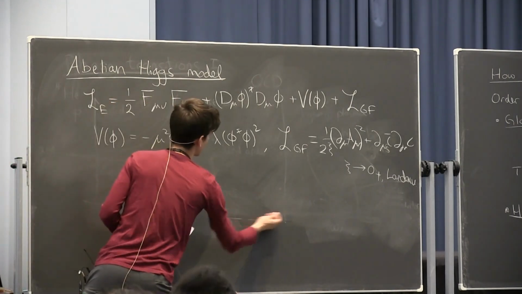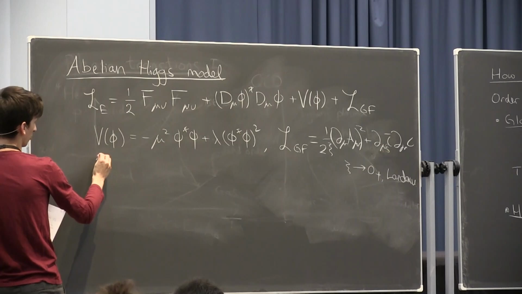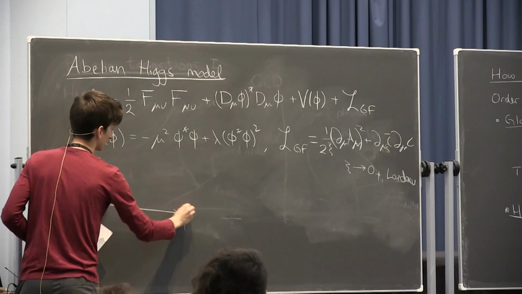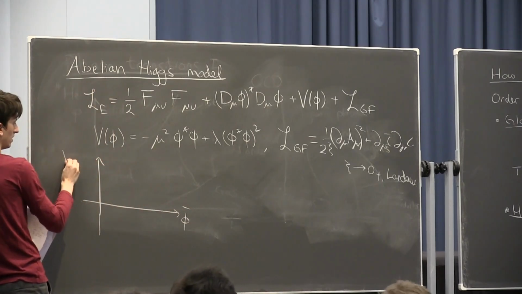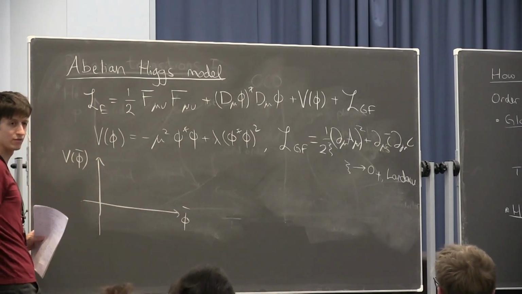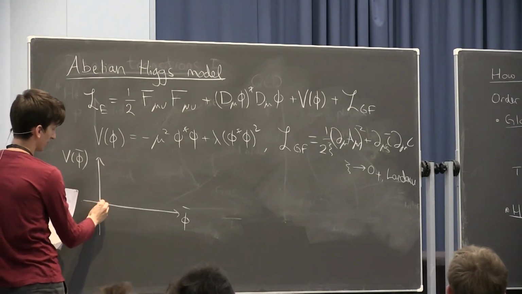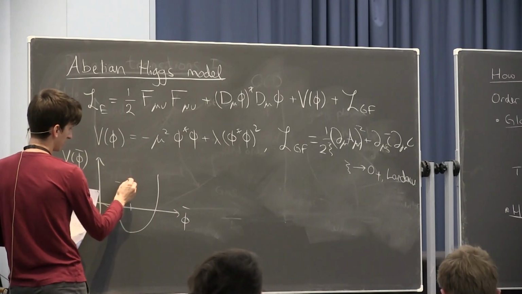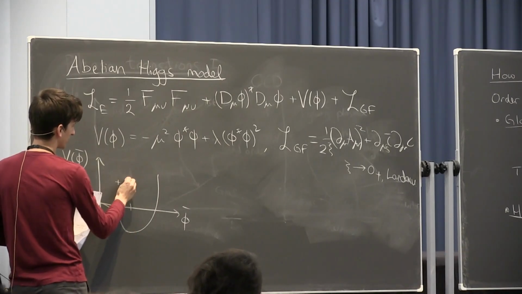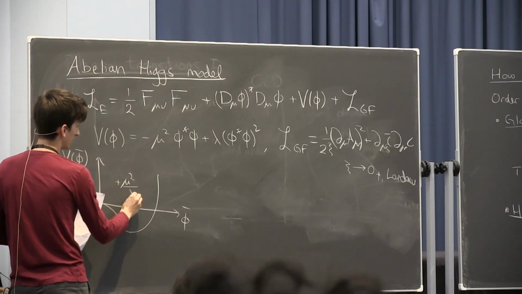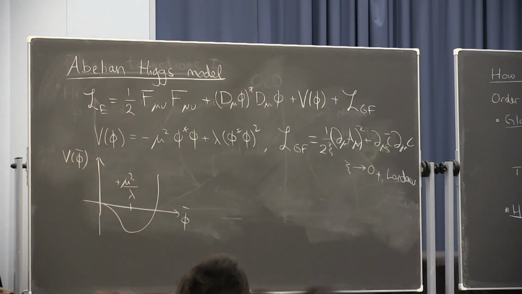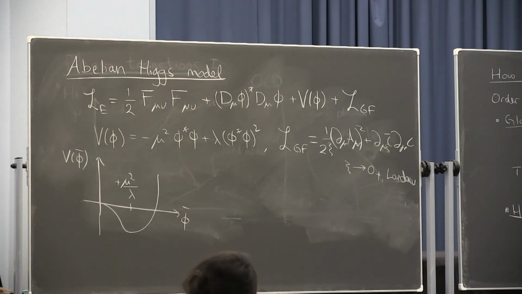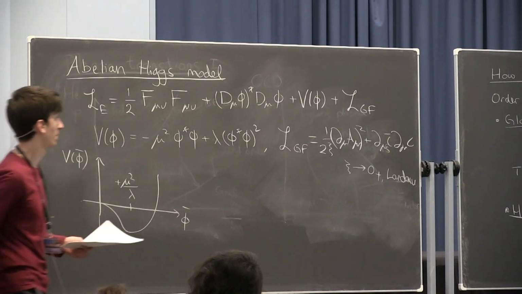So when we analyze this at 0 temperature in perturbation theory, normally we draw the potential in terms of some background expectation value phi bar, and it looks something like this. There's a minimum at plus, rather, at plus mu squared over lambda. And this is kind of the picture of how we understand Higgsing at 0 temperature.